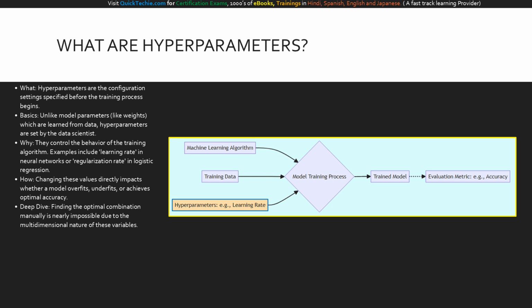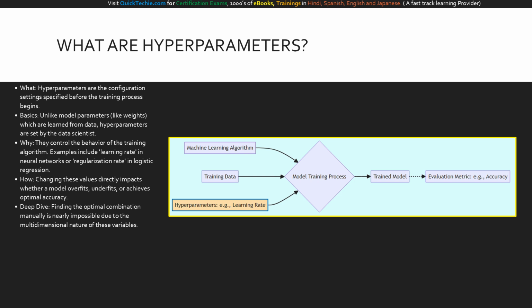Why do they matter so much? Because adjusting these dials directly determines if your model learns effectively or if it overfits and fails on new data. The challenge, and our deep dive focus, is that finding the perfect combination manually is incredibly tedious. You are dealing with a multidimensional puzzle. That is why we must move away from manual guessing and start automating this process.